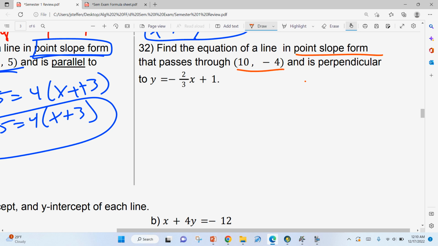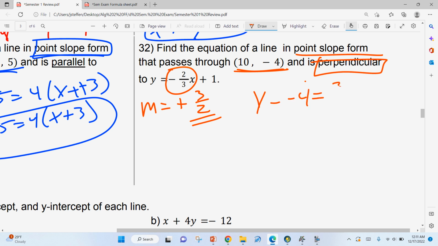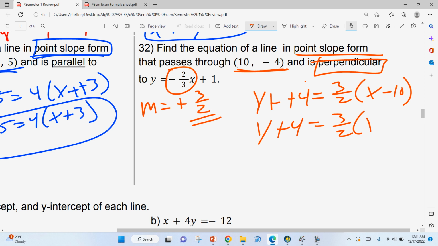That passes through this ordered pair and is perpendicular. So now perpendicular is the opposite reciprocal of this. The slope I'm going to use is, their slope is negative, so mine's positive, and instead of 2 over 3, it's 3 over 2. But again, once you know the slope and the point, now it should be easy. y minus negative 4 is equal to 3 over 2 times x minus 10. So that's y plus 4, minus negative is plus, equal to 3 over 2 times x minus 10.